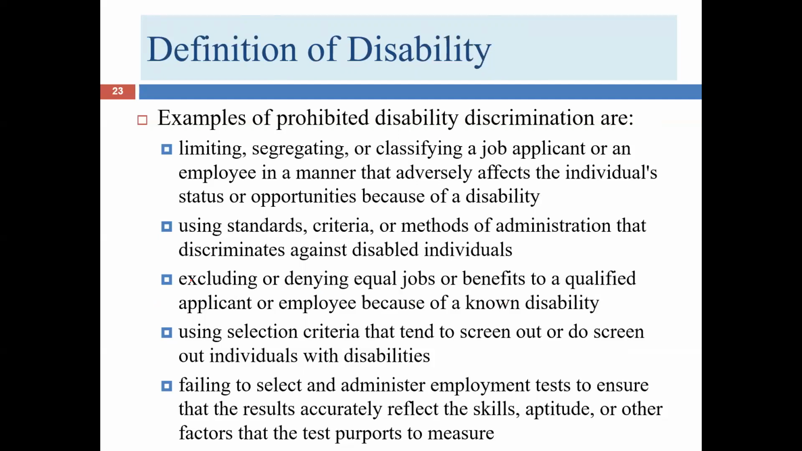Again, that's pretty much a working definition: using selection criteria that tend to screen out, or do screen out, individuals with disabilities. We'll see some examples of these later, but a classic example is to have a written test for a job that doesn't require a lot of reading. Maybe it's a job involving food safety, let's say a cook job. Obviously it's important that a cook know the food safety rules, but the cook doesn't need to be a great reader to do the job well.